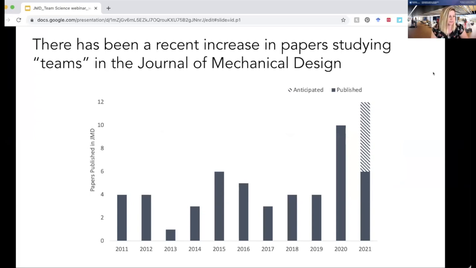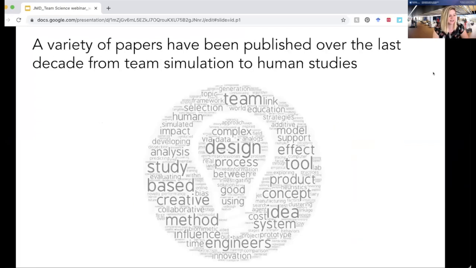So I pulled papers that specifically mention the keyword teams for the Journal of Mechanical Design. You can see over the last decade it remained pretty steady in terms of teams research, but we've seen a great increase in publications and submissions around this content within our journal. I also took the titles of papers in this space that had the word teams to try to visualize what things people were looking at and exploring.